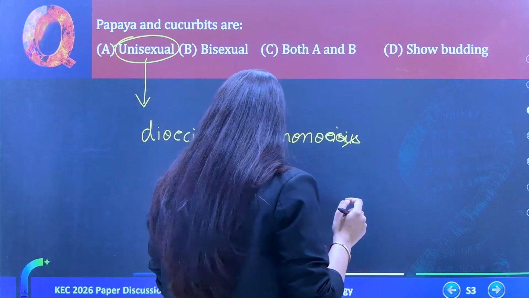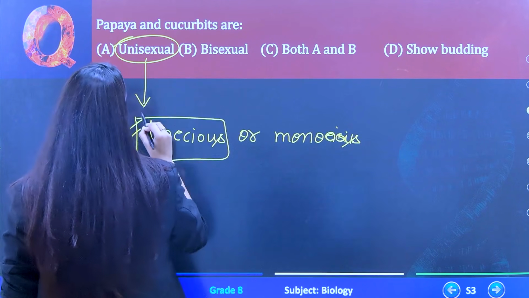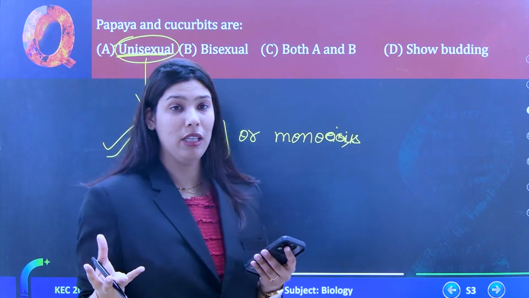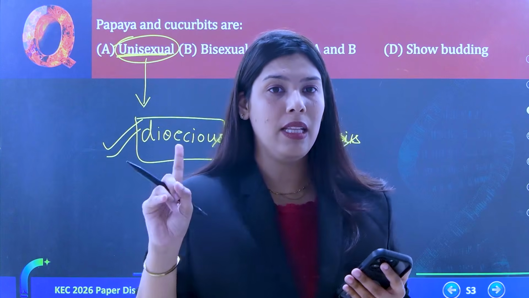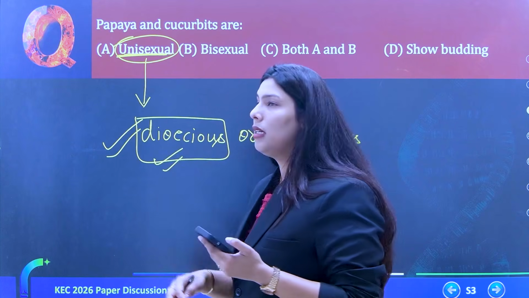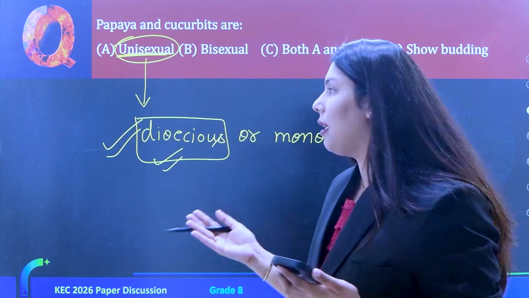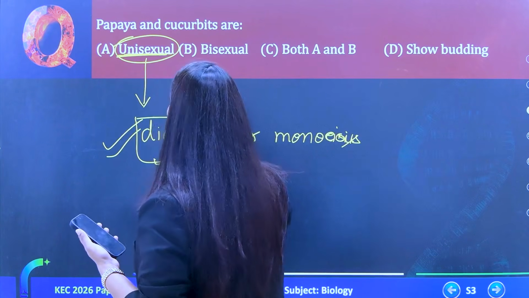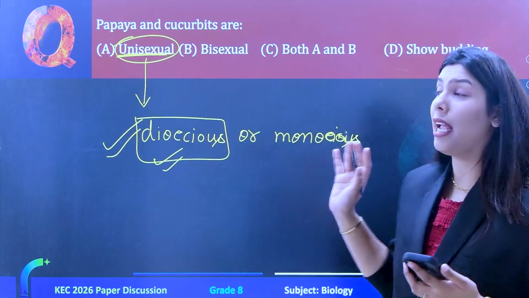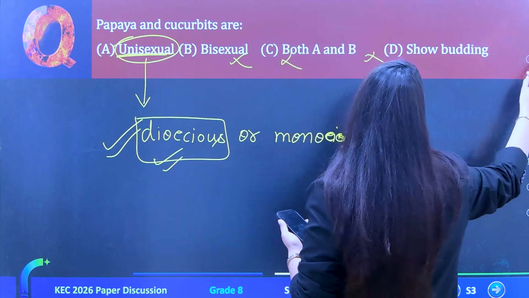Okay, dioecious. See, those who are saying dioecious, they are absolutely right. Unisexual means in terms of organs, in terms of reproductive parts, there is one reproductive part, right? If we talk about plants, then it will be dioecious. There will be separate plants for that. So in that case, this word dioecious is the synonym of unisexual in the case of plants, right? So this is wrong, and this is also wrong.